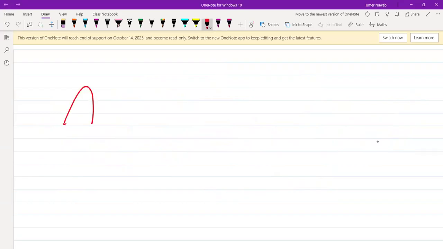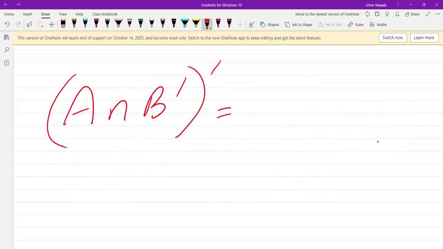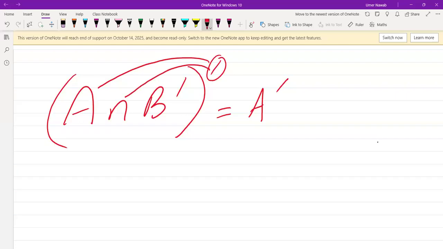Now, if I have A intersection B complement and whole complement, can I apply De Morgan's rule? Yes, this complement goes on A, it becomes A complement. The complement goes on intersection, it turns into union. And then the complement of complement, this is A complement union B.